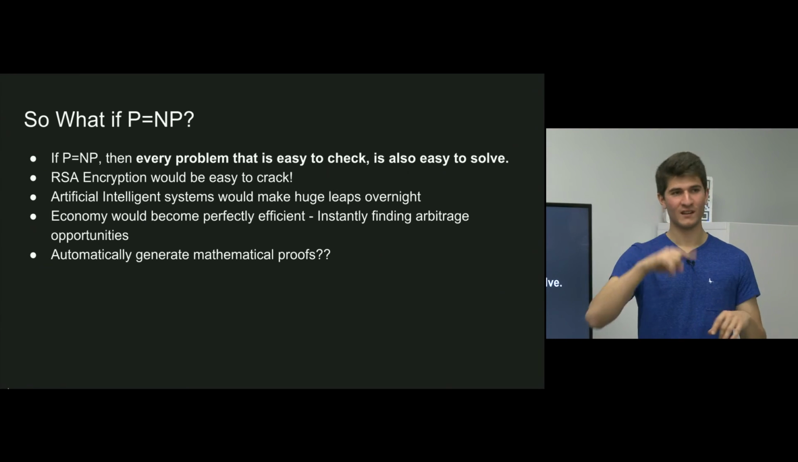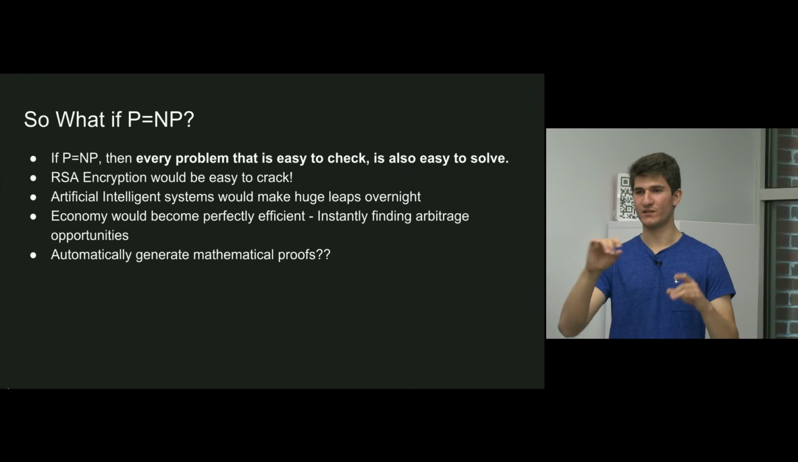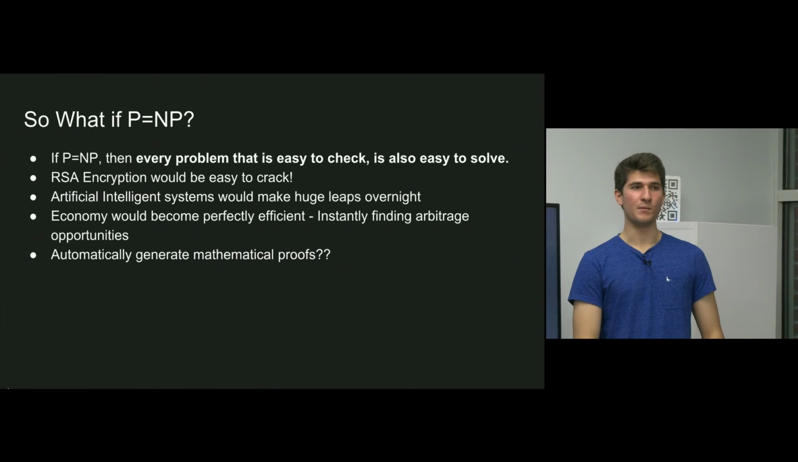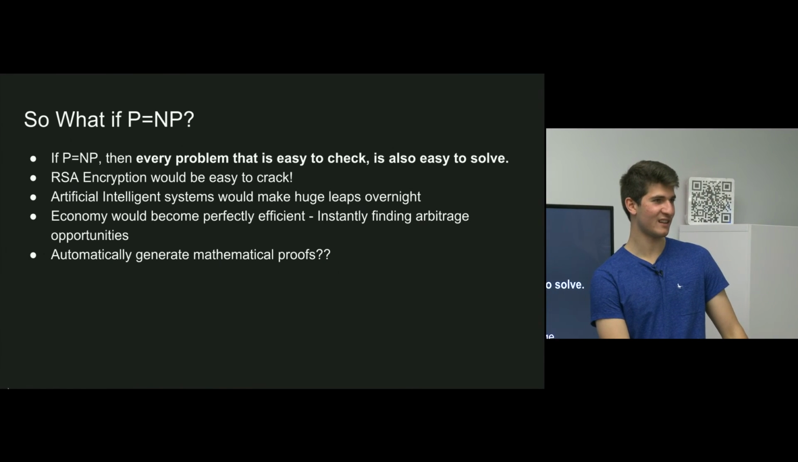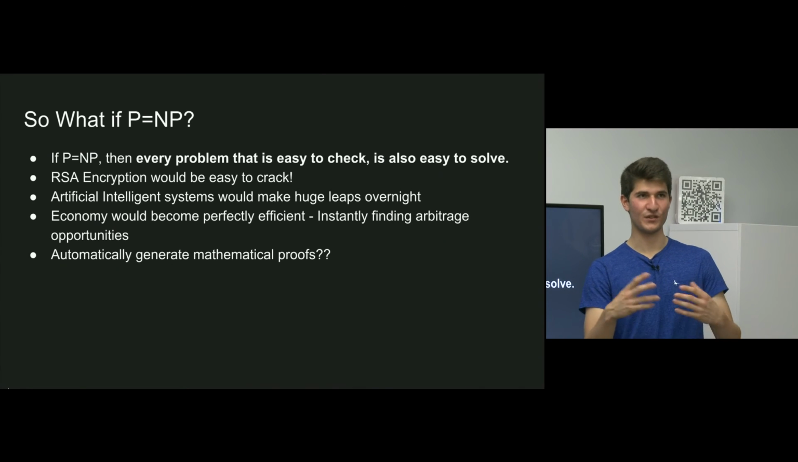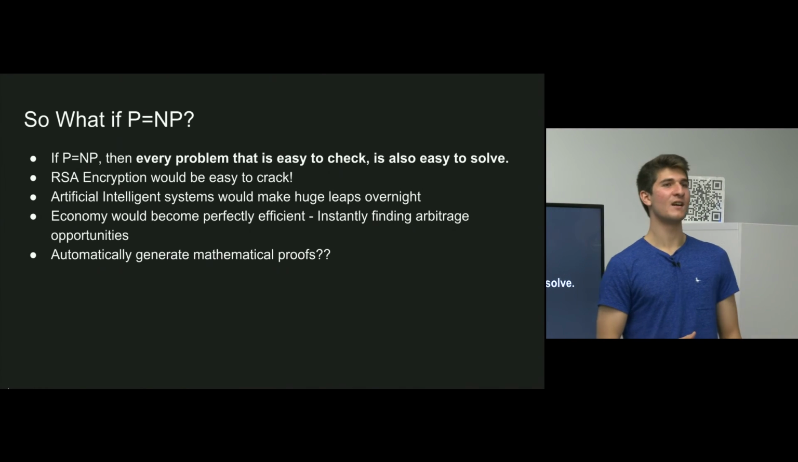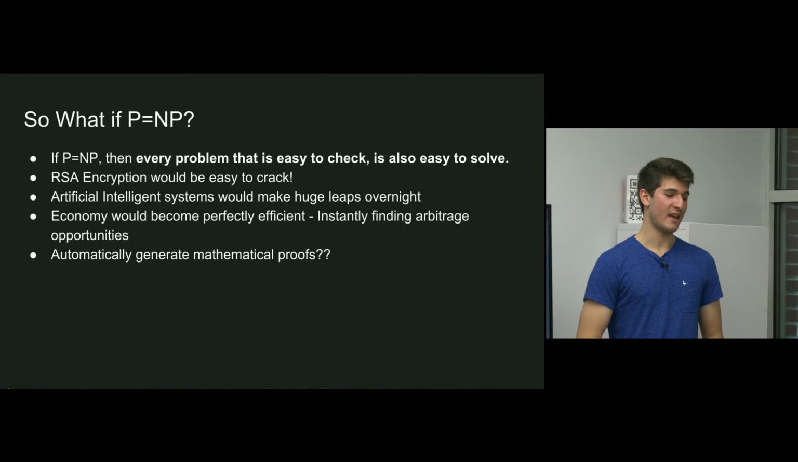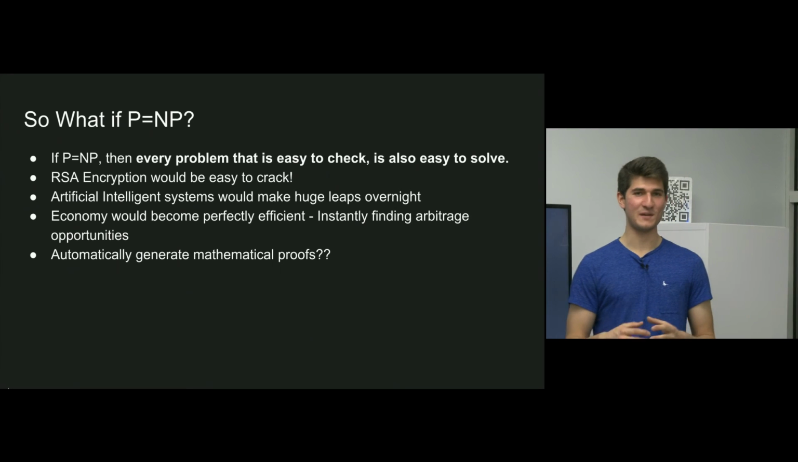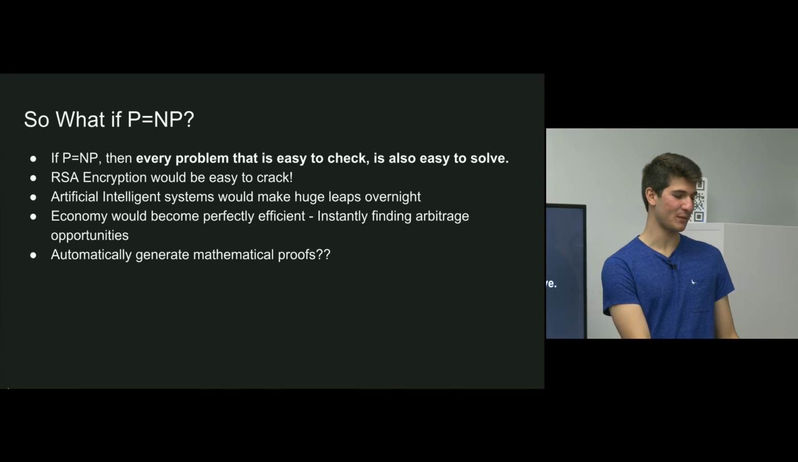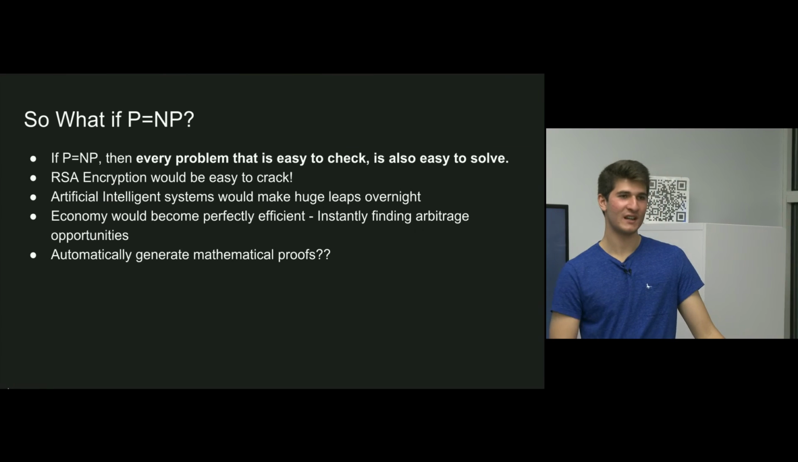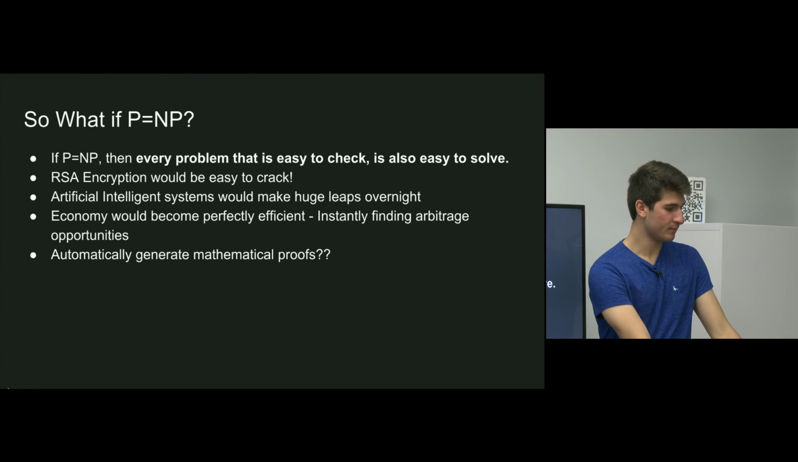arbitrage works by taking advantage of the different price discrepancies in a graph. And if those were easy to detect, that is, if there were a polynomial time algorithm to detect them, then it would immediately be easy to find these arbitrage opportunities, which is sort of a very bad thing.